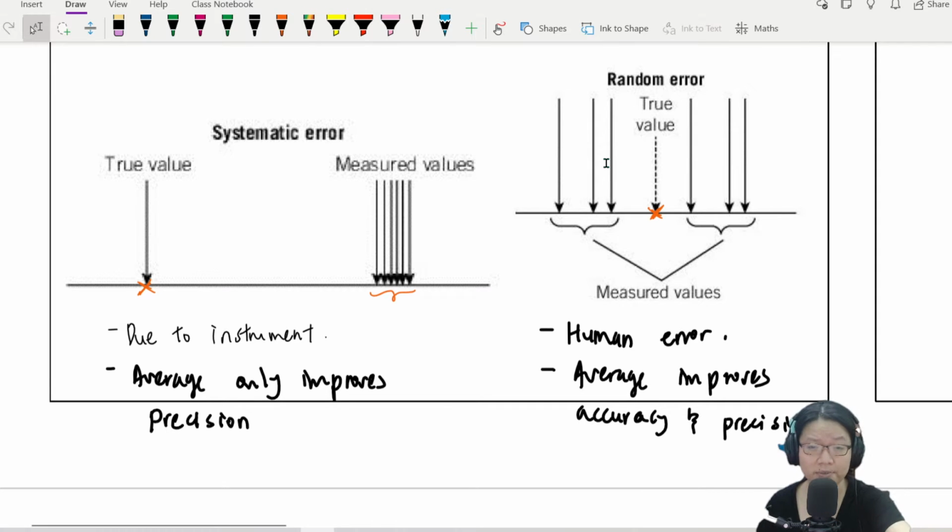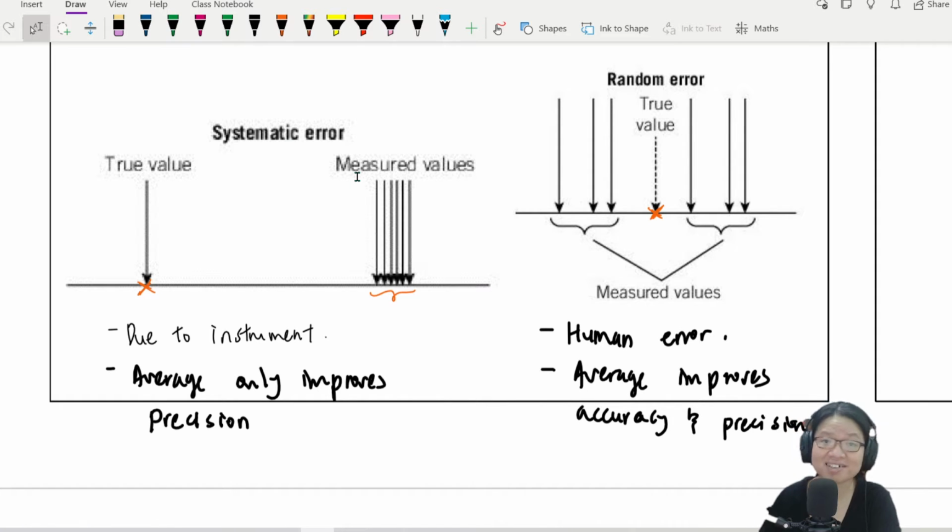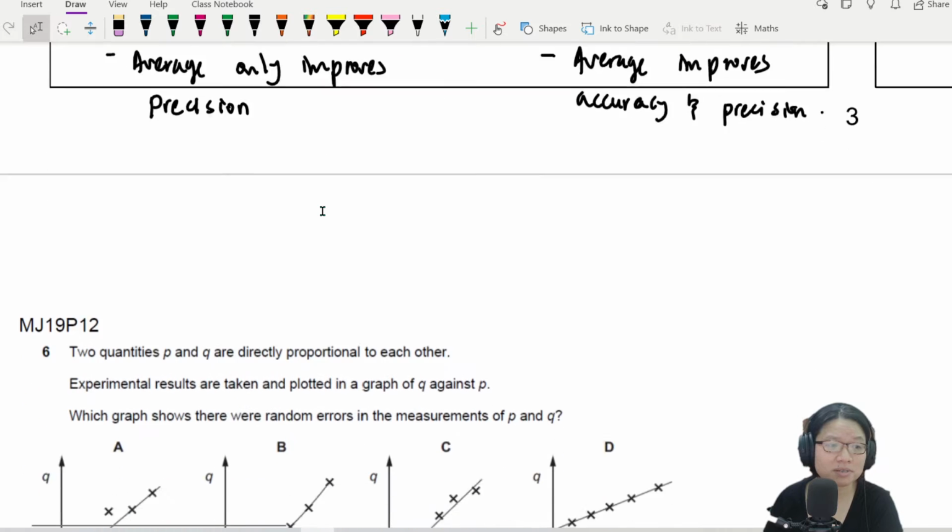Is it due to random error or is it due to systematic error? Systematic error we can address. Random error, we may need to train the student how to do the experiment or tell the student to pay more attention. Okay, so let's look at some past year questions now.